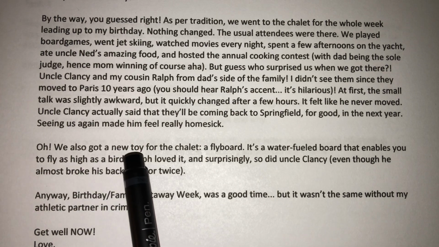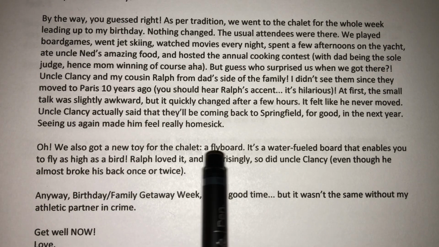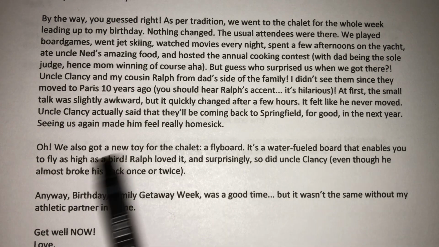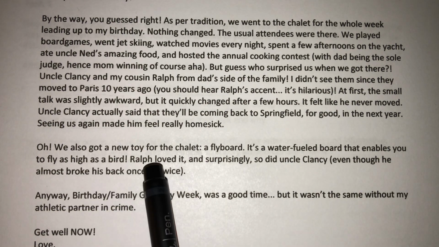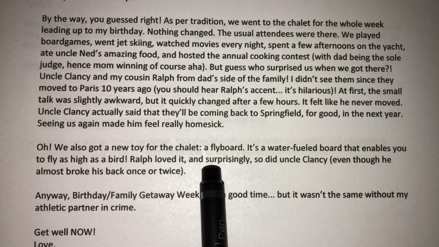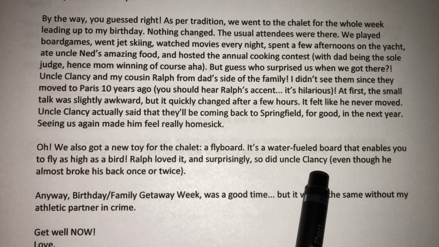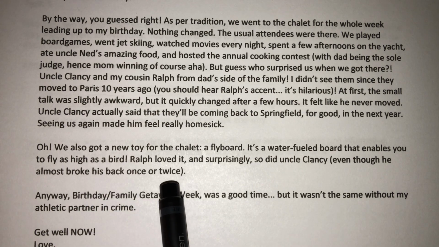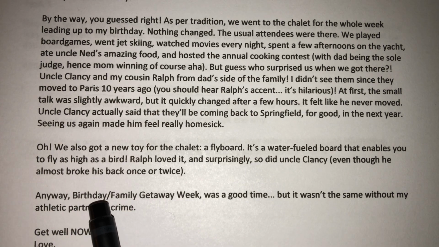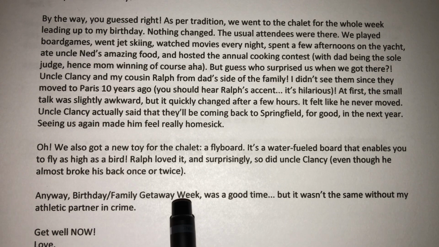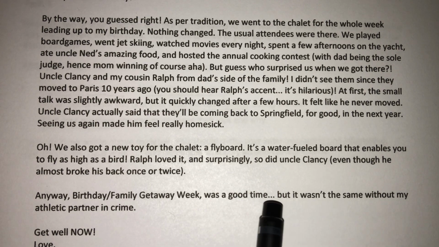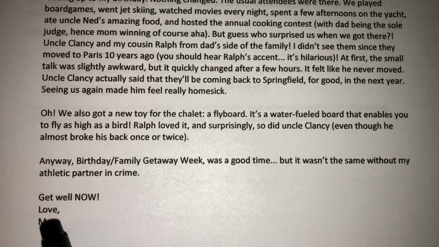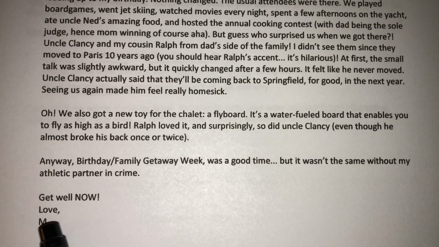Oh, we also got a new toy for the chalet, a flyboard. It's a water-fueled board that enables you to fly as high as a bird. Ralph loved it, and surprisingly, so did Uncle Clancy, even though he almost broke his back once or twice. Anyway, birthday/family getaway week was a good time, but it wasn't the same without my athletic partner in crime. Get well now, love, M.